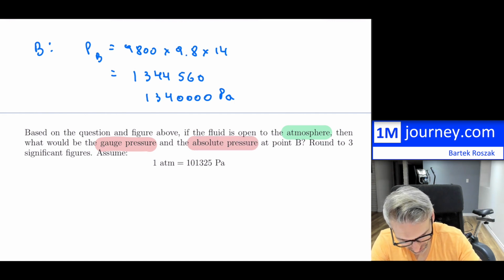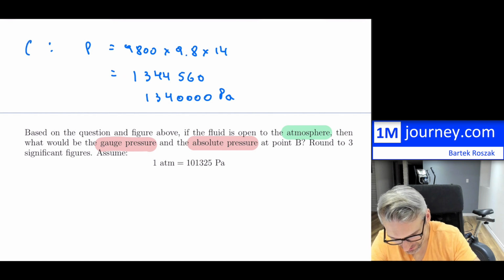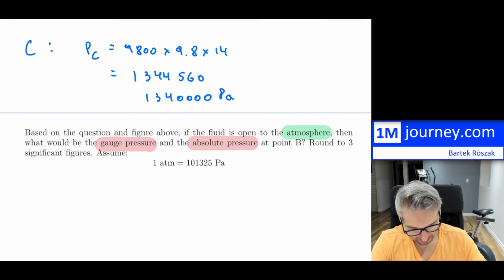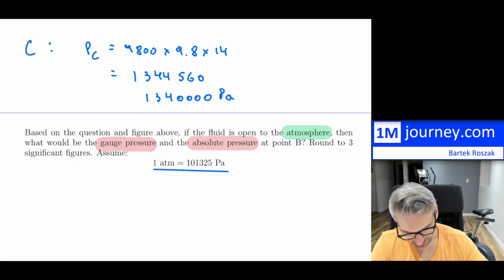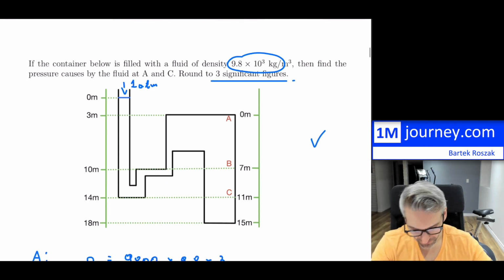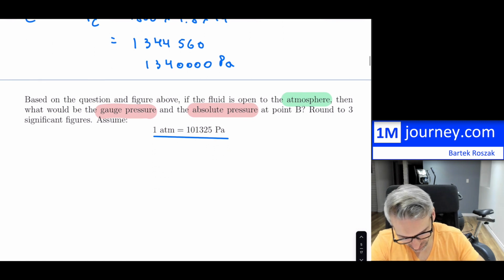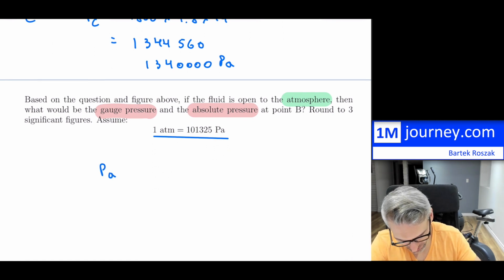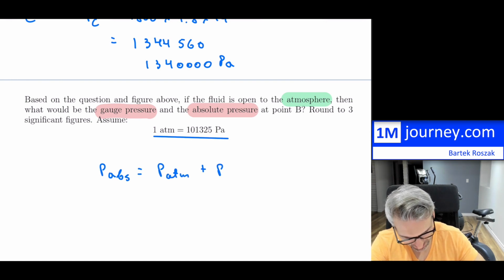So within here, let me get rid of this. This was C, and those ones were gauge pressures. Now, if this is the atmospheric pressure that we have, then the pressure over here is going to be 1 atmosphere, pushing on this. So if you want to know what the absolute pressure is, that is equal to the atmospheric pressure plus the gauge pressure.